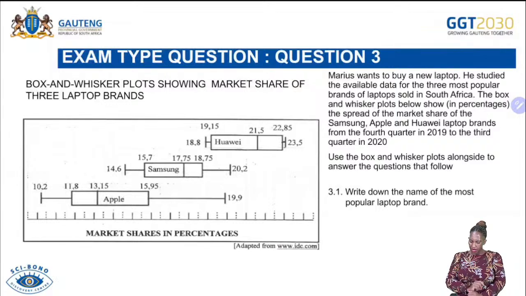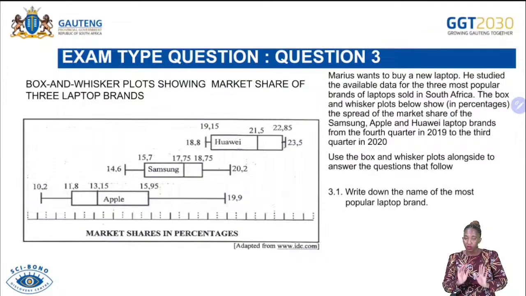Boys and girls, the last one. I want us to have a look at these box and whisker plots. This is an exam type question. How are they testing the box and whisker in the exam? It says write down the name of the most.